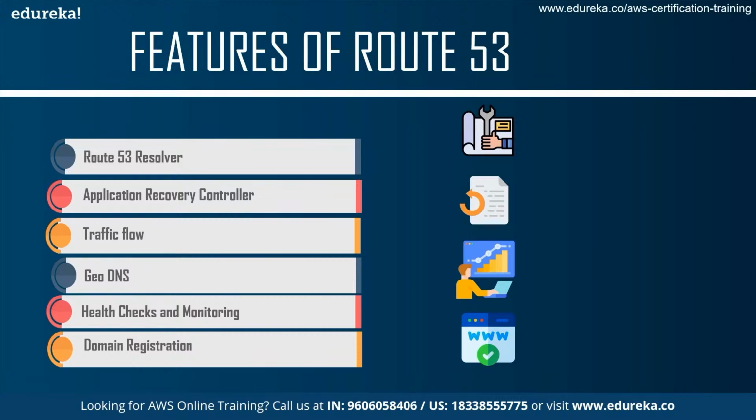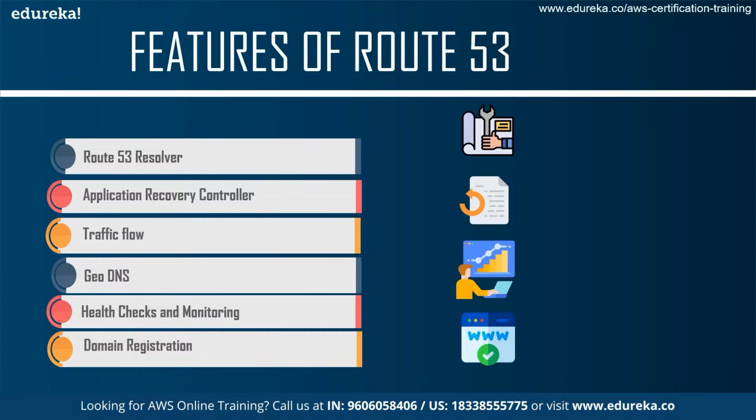So next thing we talk about is the geo DNS. Now this basically routes end users to a particular endpoint that you specify based on the end user's geographical location. So according to your location, if you specify the endpoint, then that is when you can use geo DNS.